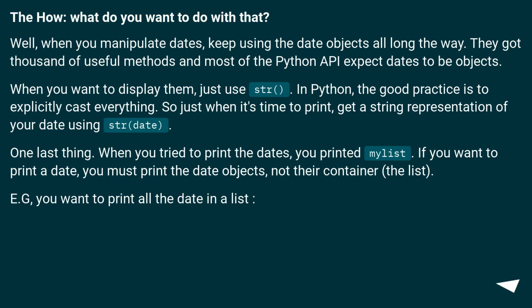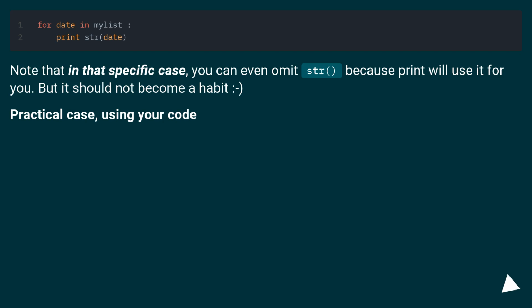One last thing. When you tried to print the dates, you printed mylist. If you want to print a date, you must print the date objects, not their container, the list. For example, you want to print all the dates in a list. Note that in that specific case, you can even omit str because print will use it for you. But it should not become a habit. Practical case, using your code.